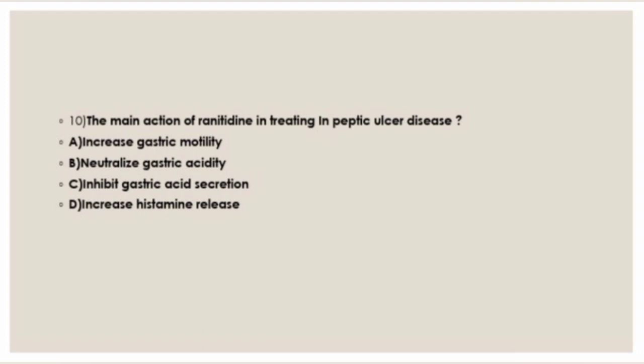Next question. The main action of ranitidine in treating peptic ulcer disease. Option A. Increase gastric motility. Option B. Neutralizes gastric acidity. Option C. Inhibit gastric acid secretion. Option D. Increase histamine release. Correct answer is option C. Inhibit gastric acid secretion.